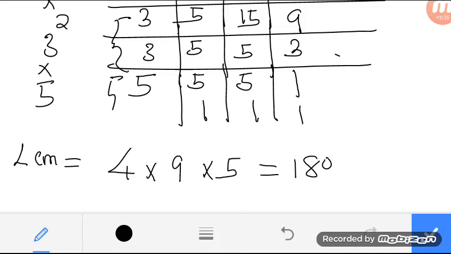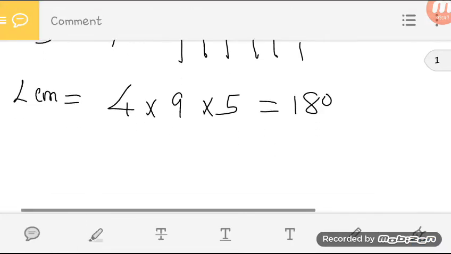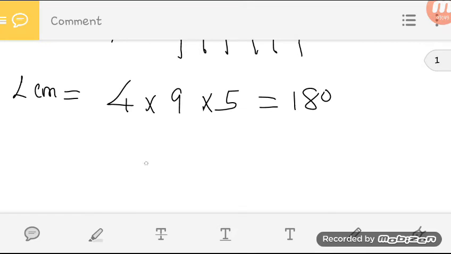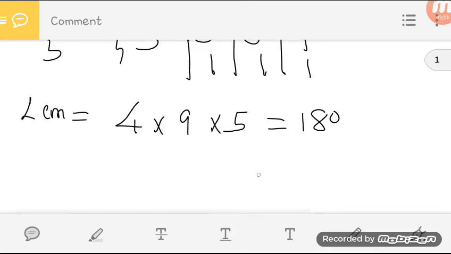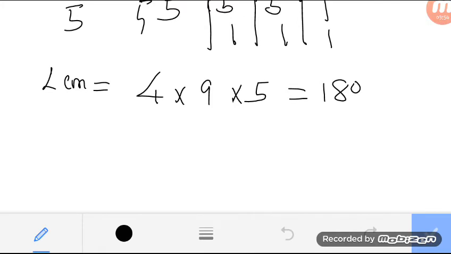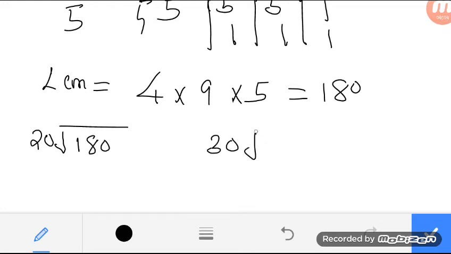If our answer is 180, we have to prove that this is the number that will bring up the lowest common multiple for all of these 20, 30, and 36. So let's divide 180 by these numbers. Let's start by taking 180 divided by 20. Then 180 divided by 30, and 180 divided by 36.